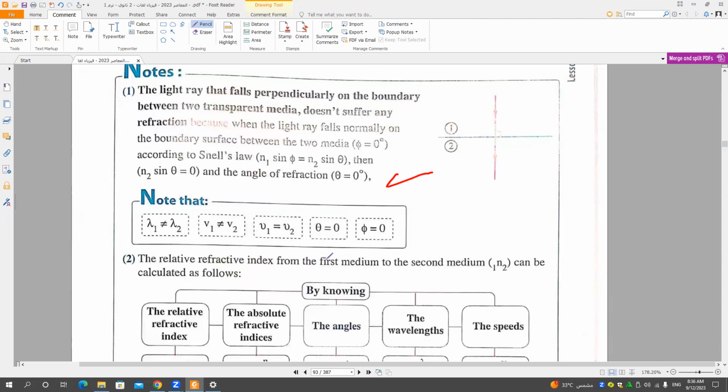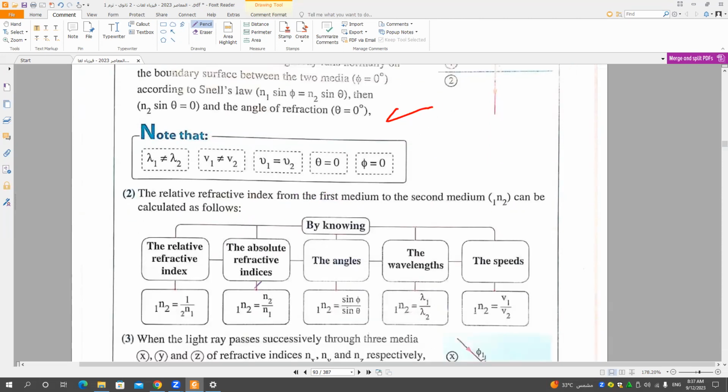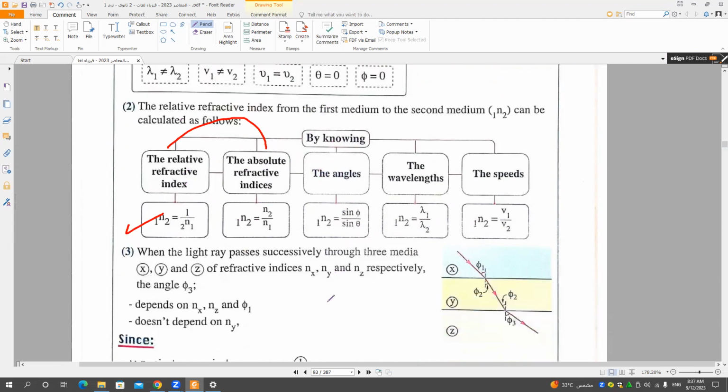The relative refractive index from the first medium to the second medium can be calculated from this relation, or from the absolute refractive index, the reciprocal N2 over N1. Both of them have the same meaning, by knowing the angles, sine phi over sine theta, wavelength 1 over wavelength 2, V1 over V2.